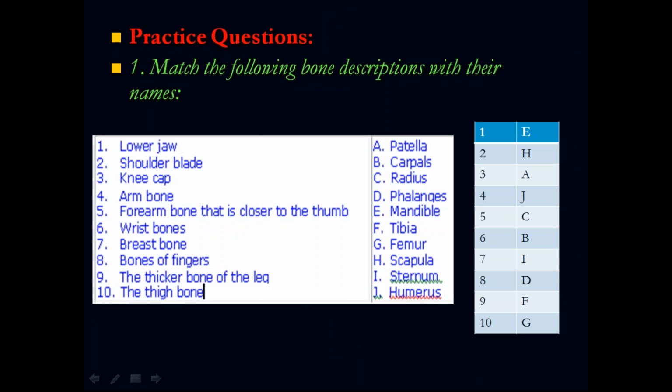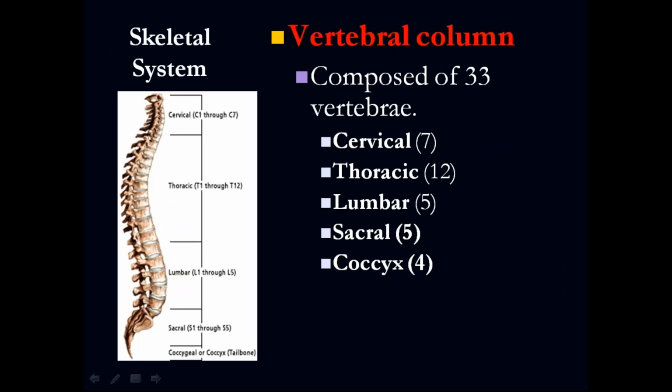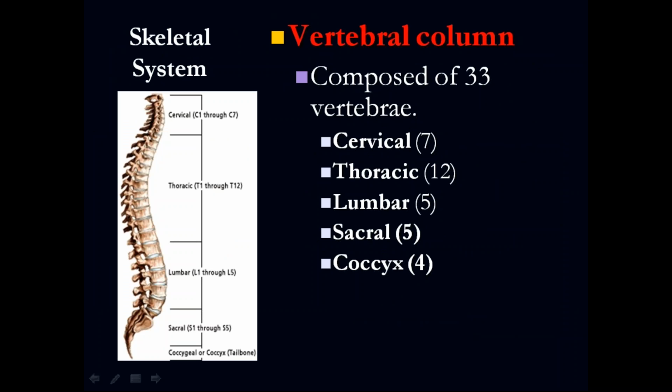Talking about the bones. Please, I want you to review this chart 2-3 times. All right, so how many vertebrae do we have? 33 vertebrae: 7 cervical, 12 thoracic, 5 lumbar, 5 sacral that are fused, and the coccygeal, which are 4 vertebrae that are fused.